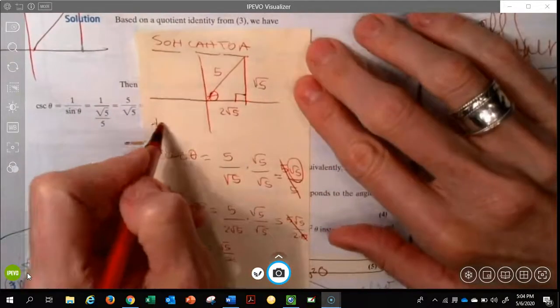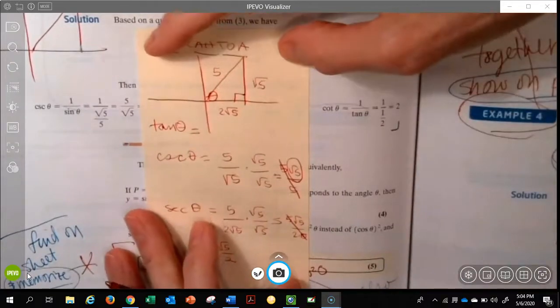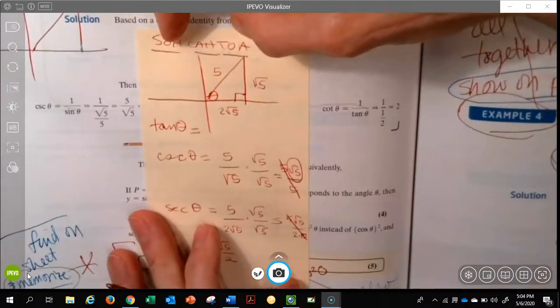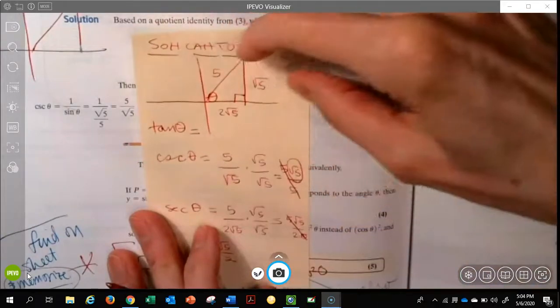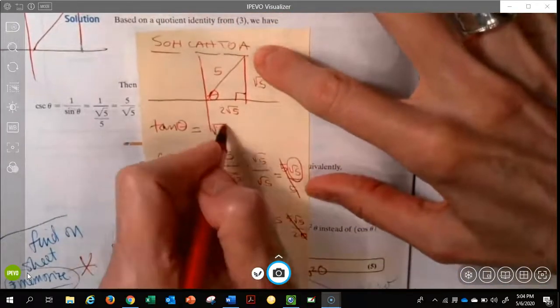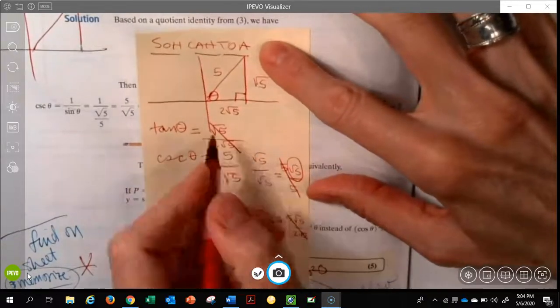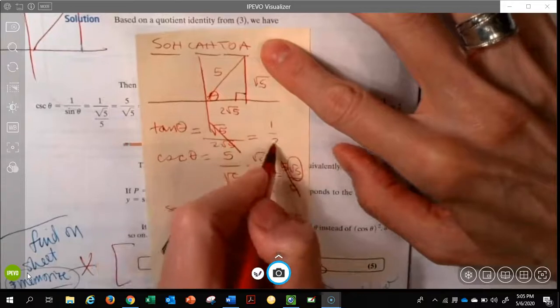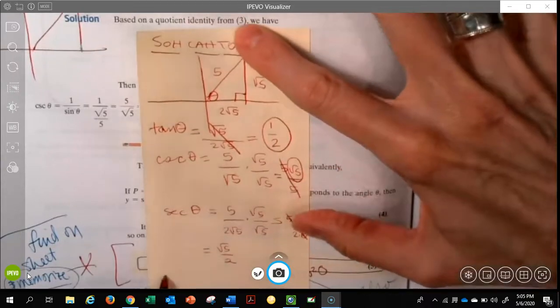And so I'm going to go ahead and look at tangent theta here. Tangent is opposite over adjacent. If I've done all of these and I'm feeling confident that my numbers are correct, I'll just go opposite over adjacent. And I'll remove the square root of 5's because they became 1, and we're at 1/2. So I look for lazy things to do as long as I'm still being accurate.